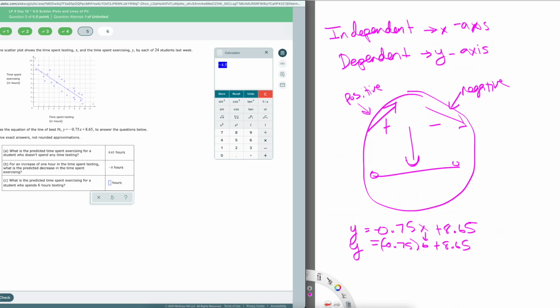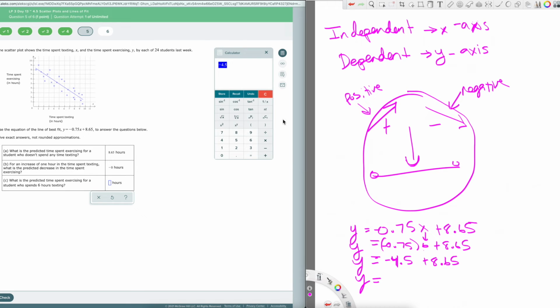So this is saying that it's going to be a decrease of 4.5 hours of exercising from texting for 6 hours. So it's not a direct, if I text for 6 hours, it takes 6 hours away. It's taking away 0.75 hours every time. So y is going to equal, we want to take this number and add 8.65. Plus 8.65. So we have 4.15 hours. So this is how many hours we're predicting they were exercising.